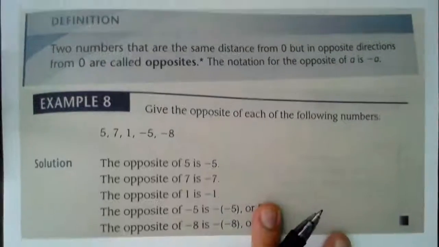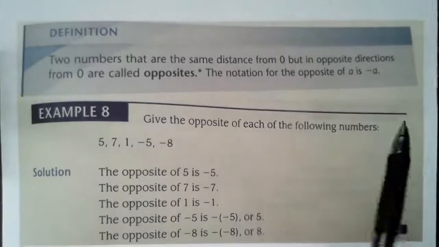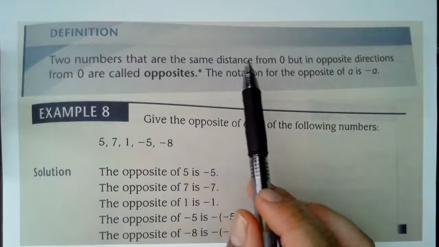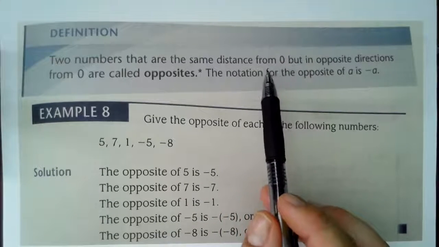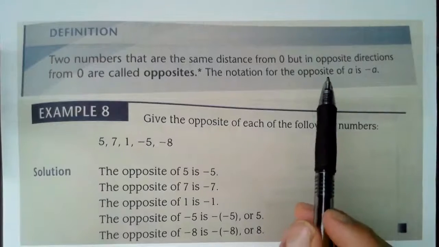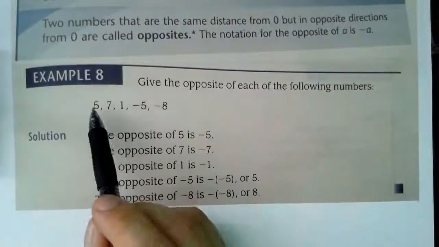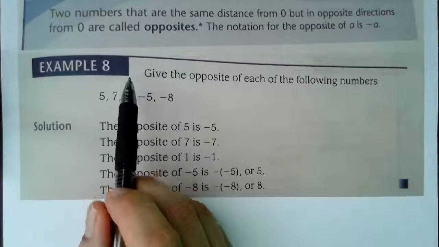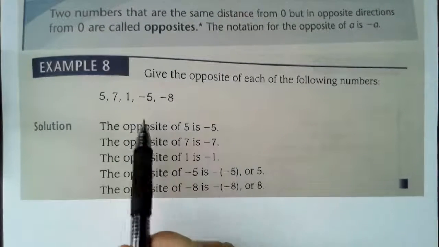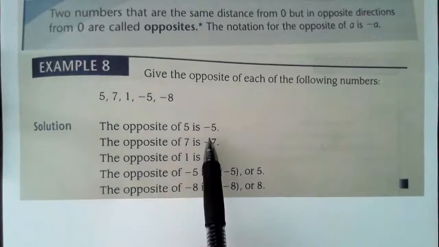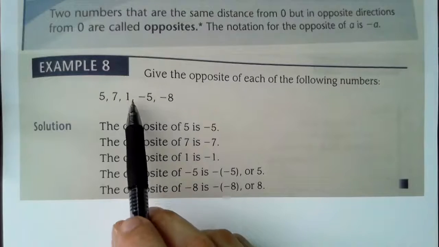Now another thing we want to talk about is opposites. Two numbers that are the same distance from 0 but in opposite directions are called opposites. The notation for the opposite of A is negative A. So let's give the opposites of the following numbers. The opposite of positive 5 would be negative 5. The opposite of positive 7 is negative 7, and so on. Positive 1 is negative 1.